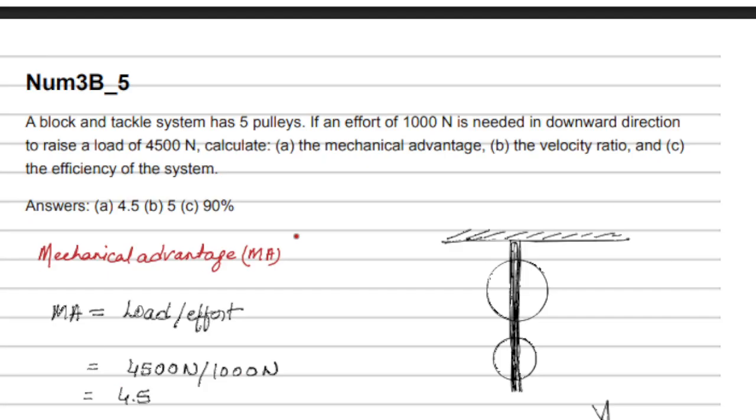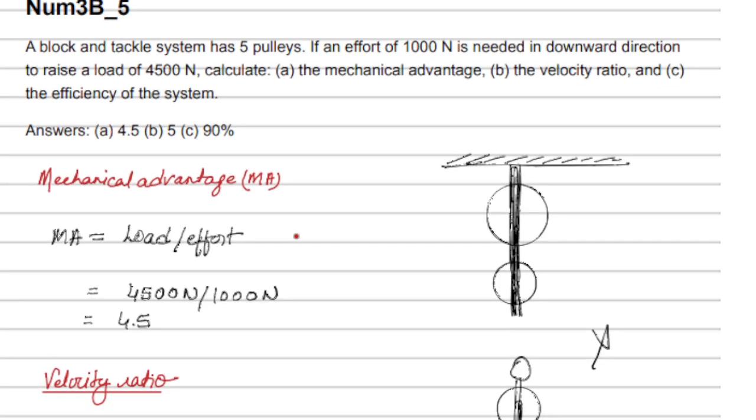Let's go to the next question. A block and tackle system has 5 pulleys. If an effort of 1000 newton is needed in downward direction to raise a load of 4500 newton, calculate the mechanical advantage, the velocity ratio, and the efficiency of the system.